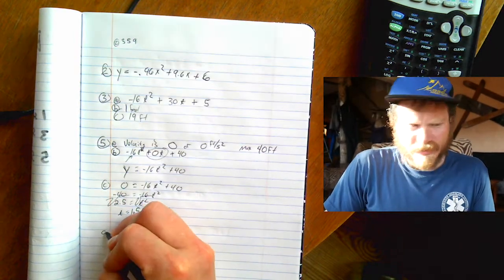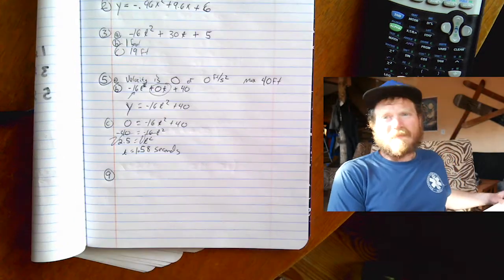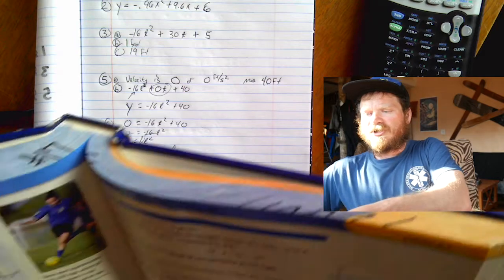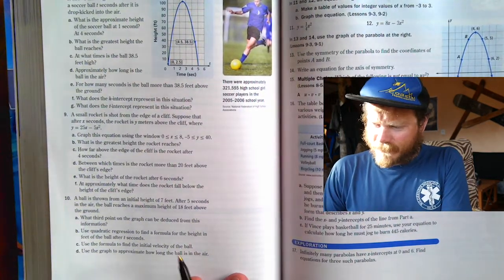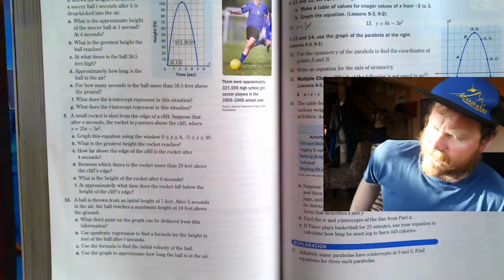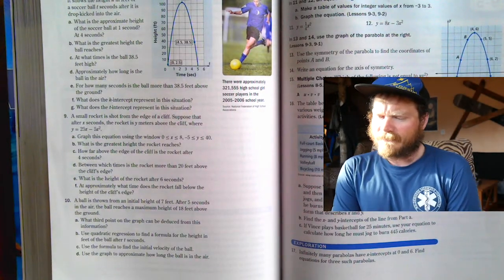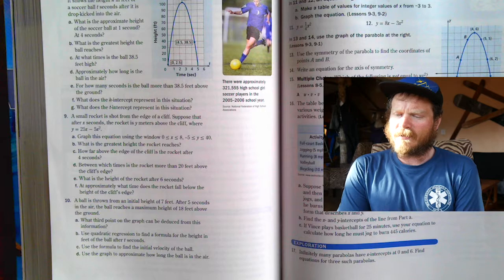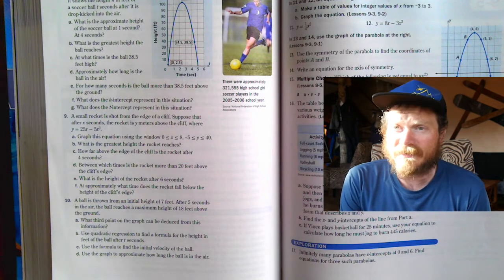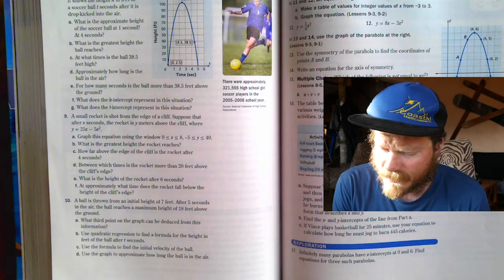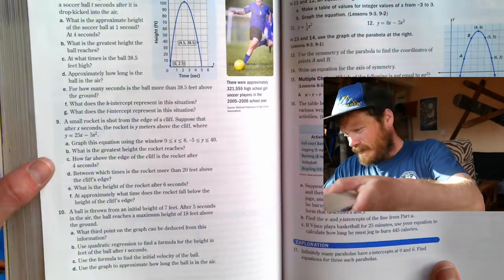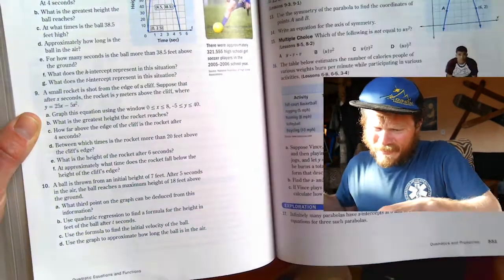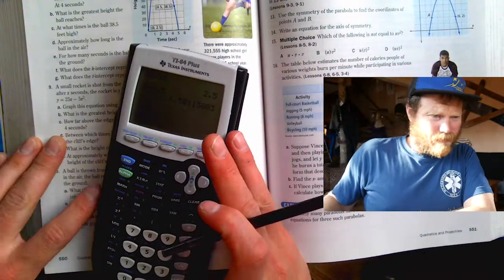Okay, question 9. A small rocket is shot from the edge of a cliff. So exciting. Suppose that after X seconds, the rocket is Y meters above the cliff, where Y equals 25X minus 5X squared. Great. We're going to graph this equation using the window that they give there. Okay, well, I don't mind doing that. Not at all. They've done all the hard work for me.